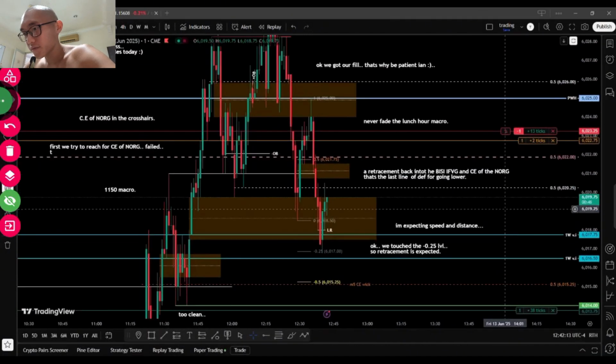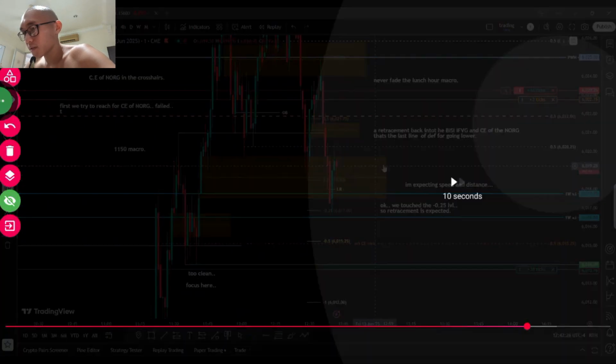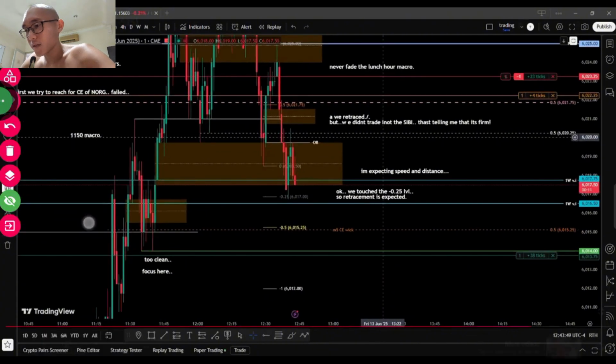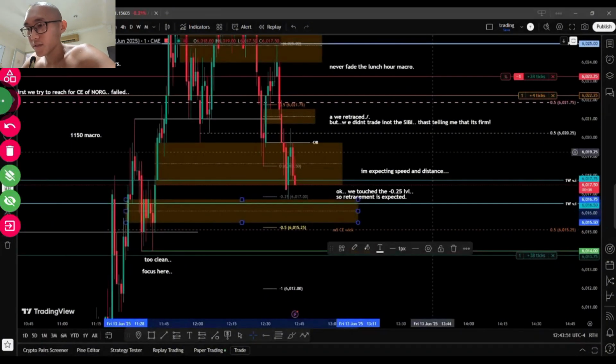Dollar going higher, very good. It's time for us to go lower now. Very nice. Okay, so what I want you guys to see is that when we traded up here, we left this fair value gap open. It didn't trade into it. So one, this is showing firmness.